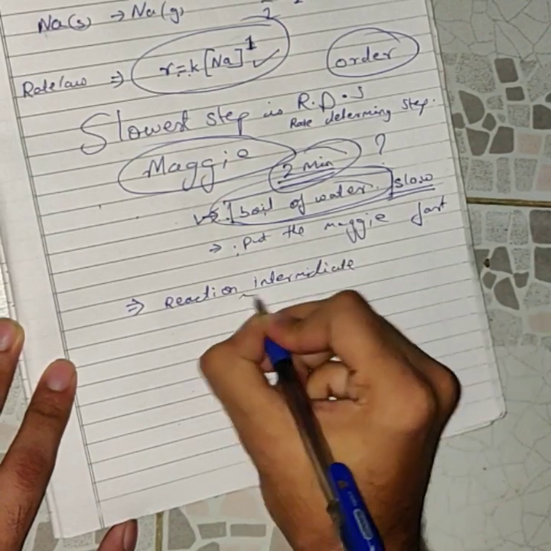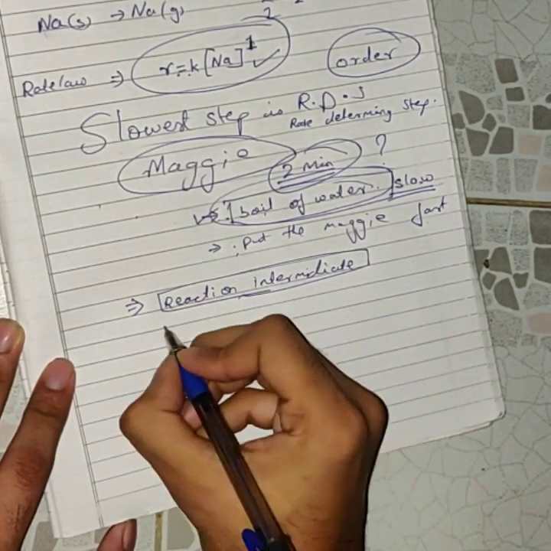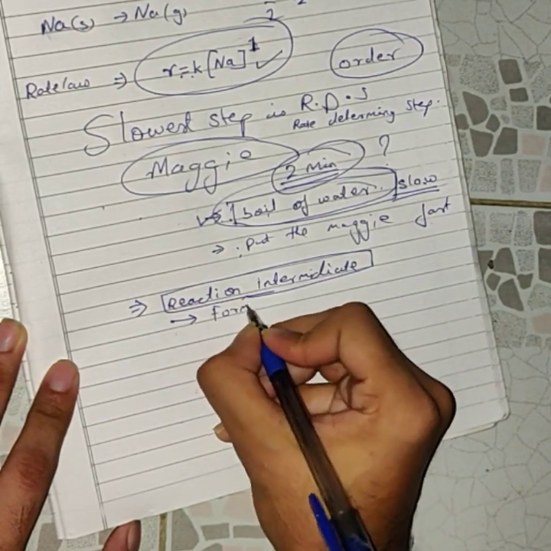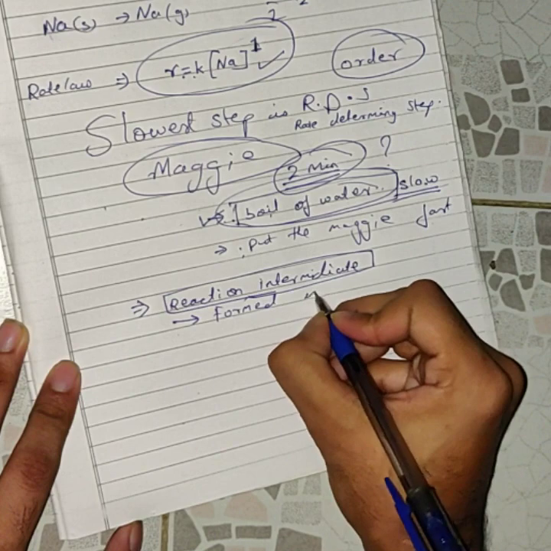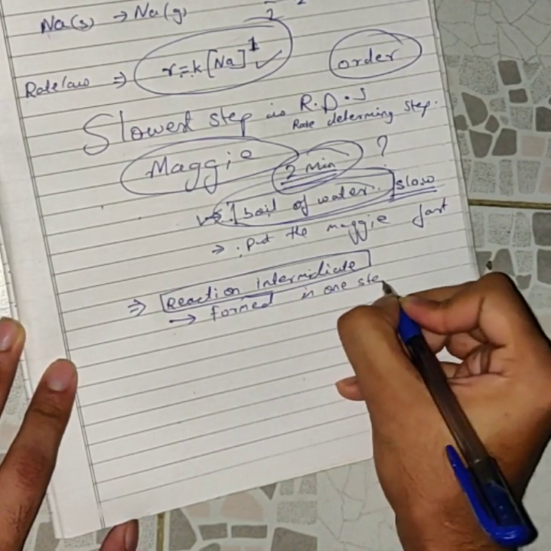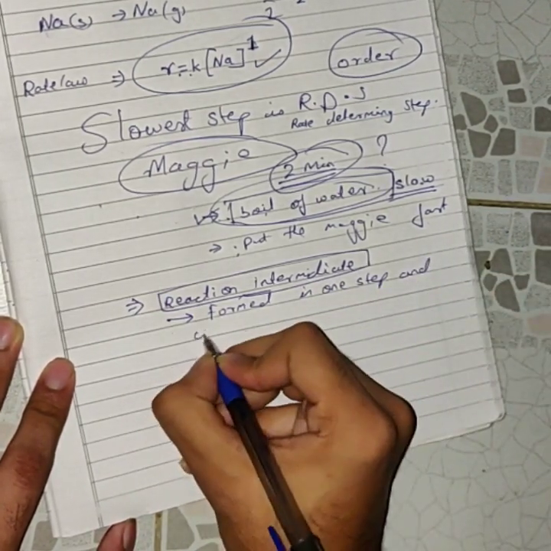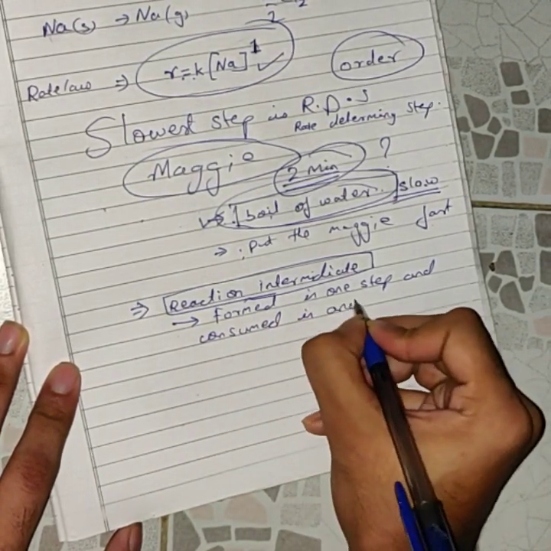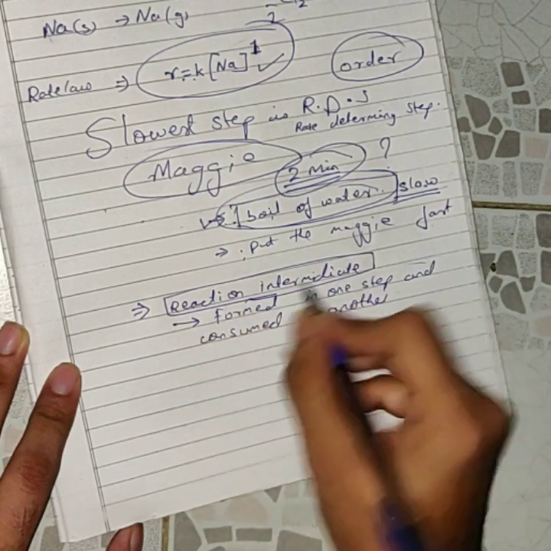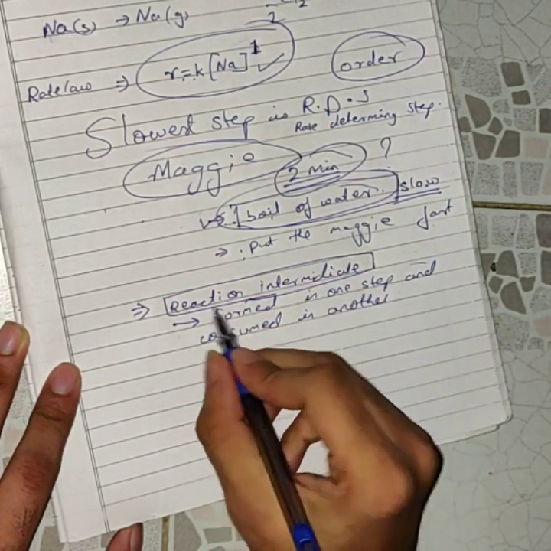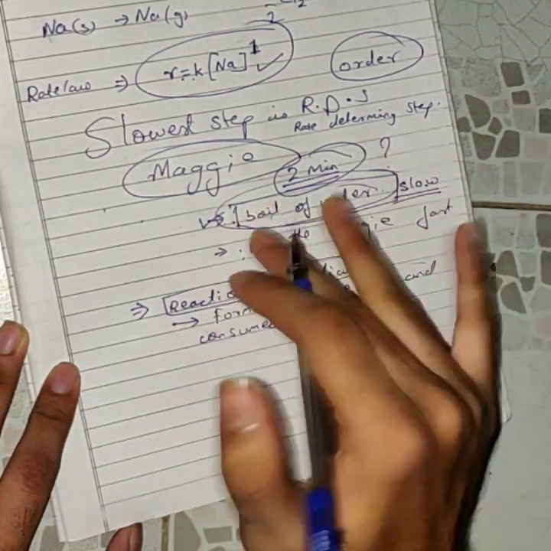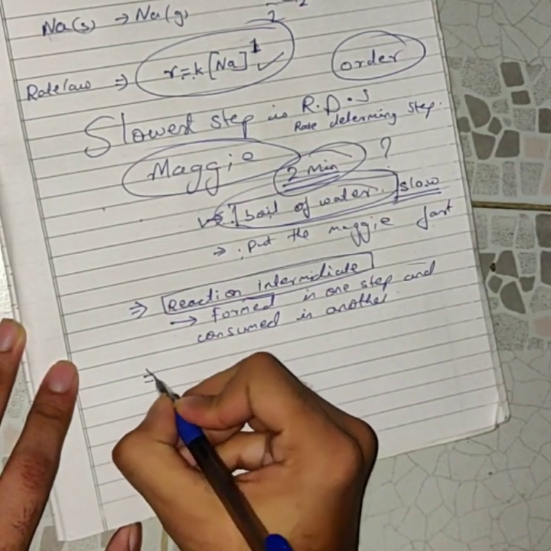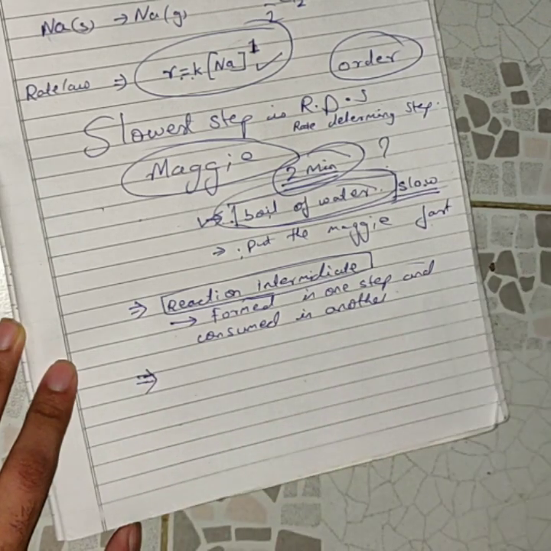You have to note it, you have to write it down in your notebook. What is reaction intermediate? It is formed in one step and consumed in another step. That means in the overall reaction you won't find it. Okay, it is formed during the reaction and consumed during the reaction. At the end you won't find the reaction intermediate.